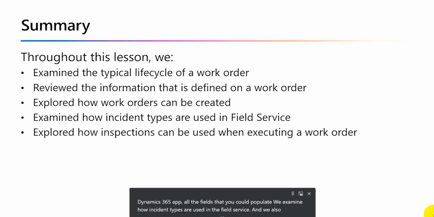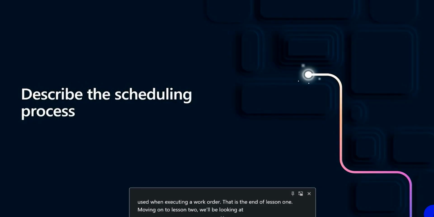And we also had a brief introduction to the concept of inspections and how they can be used when executing a work order. That is the end of lesson 1. Moving on to lesson 2, we'll be looking at describing the scheduling process.